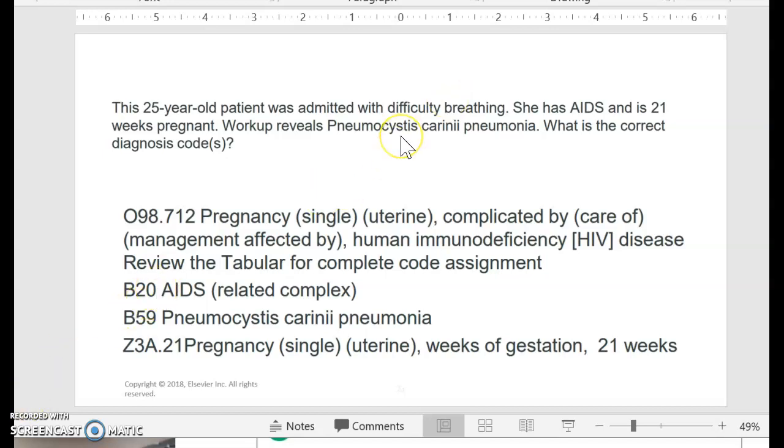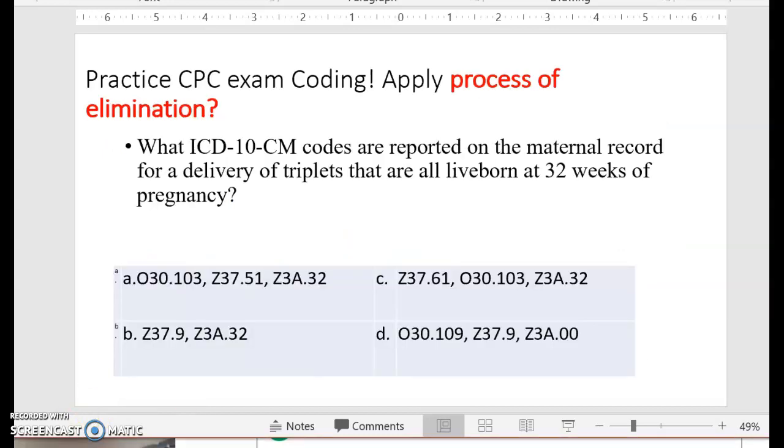If she is asymptomatic, it is Z21. You also code for the disease, which is the pneumocystis carinii pneumonia. But do you see how O98 will always be the first listed code? We also always code a pregnant lady with the weeks of gestation, which is 21 weeks, as per the info given to you. So I have a question from CPC exam coding.